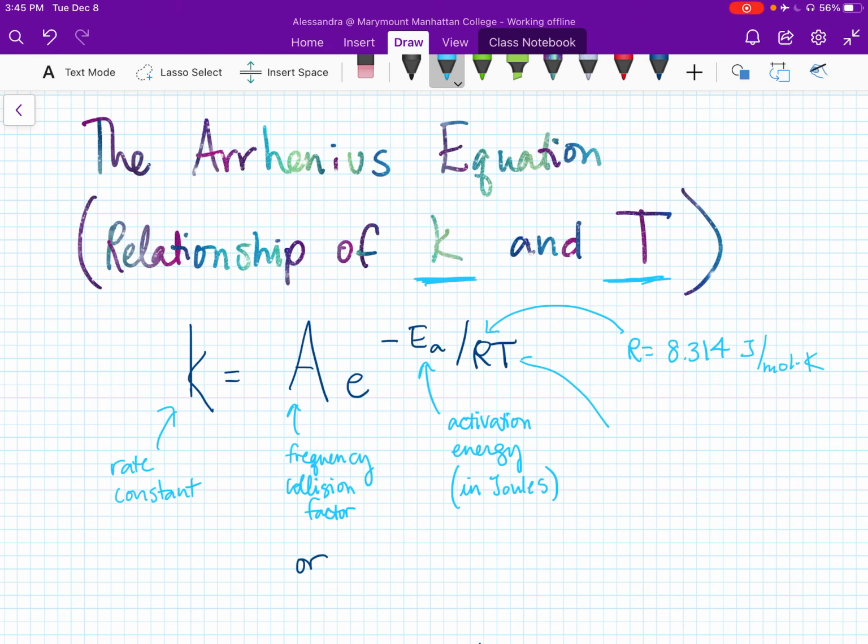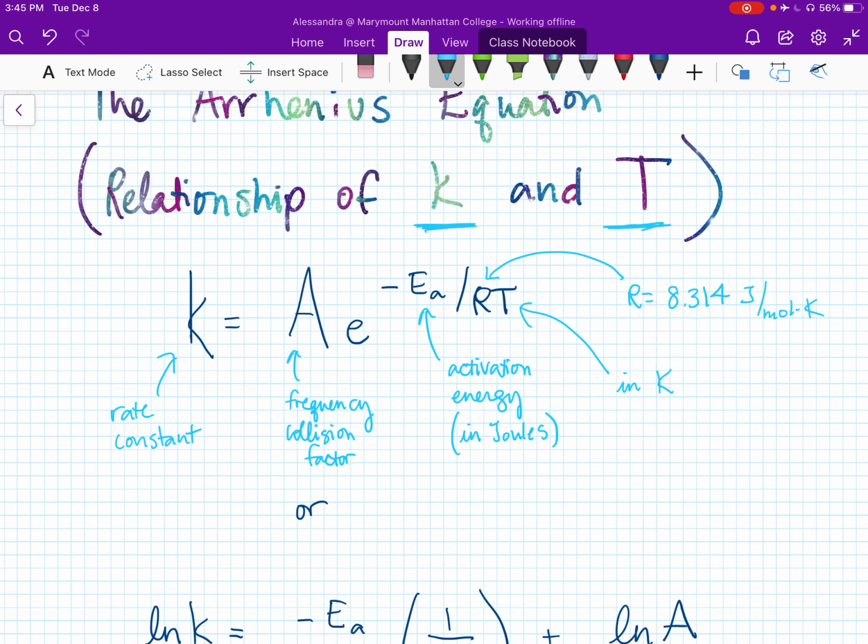Finally, the temperature always must be absolute temperature. So you want to put the Kelvin temperature into this equation whenever you're dealing with the Arrhenius equation. Okay, so that puts it in the form of e.